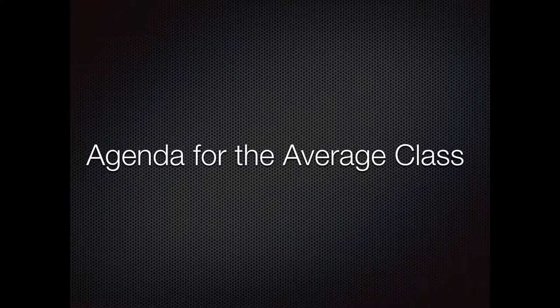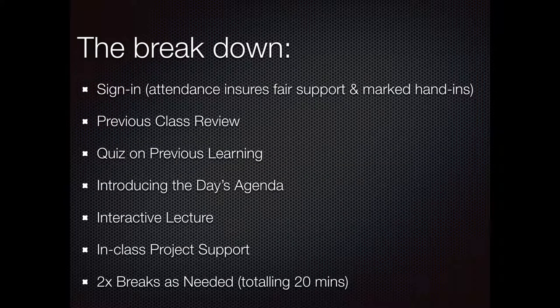All right. Agenda for the average class. We'll do a sign-in. That'll start next week. The sign-in is basically just so I know who's here. Helps me put a face to a name, that kind of thing. It makes my life a little simpler. We'll do a previous class review. So at the beginning of every class, we'll always review the previous class because immediately after that, we will do an in-class quiz. In-class quizzes will be 5 to 10 questions. Take 10 minutes, totally quick and easy.